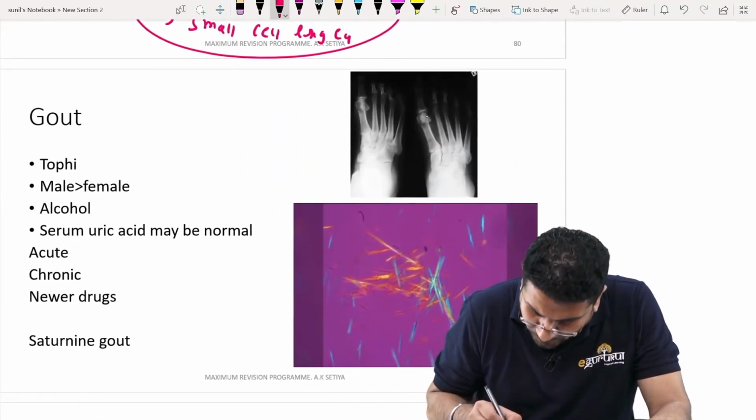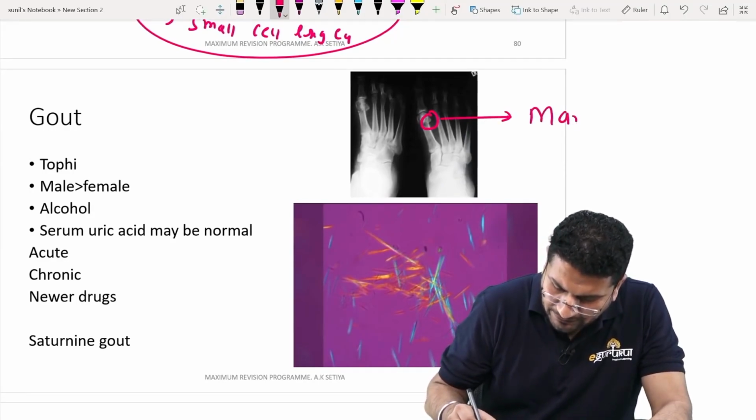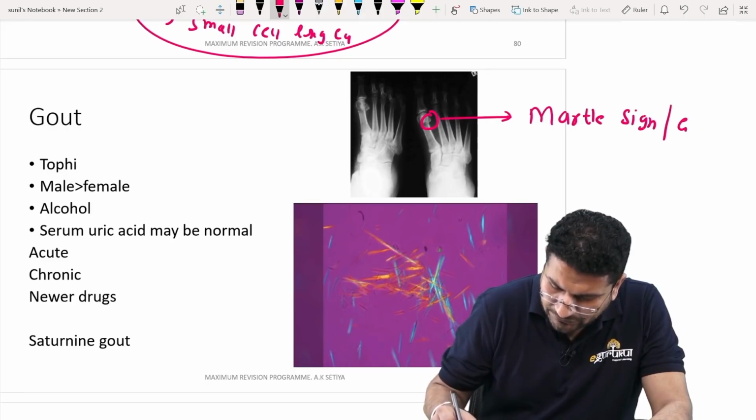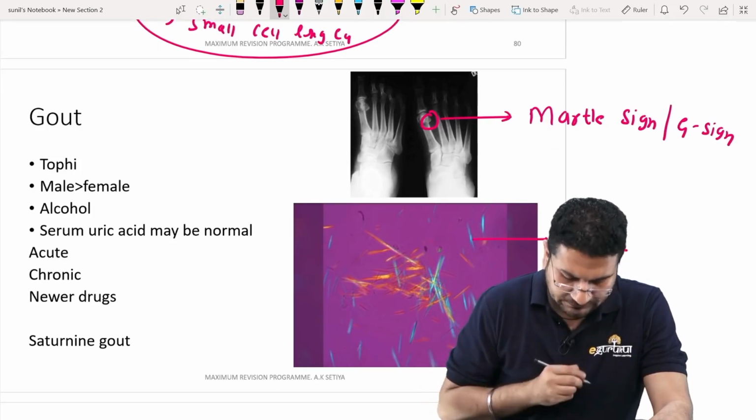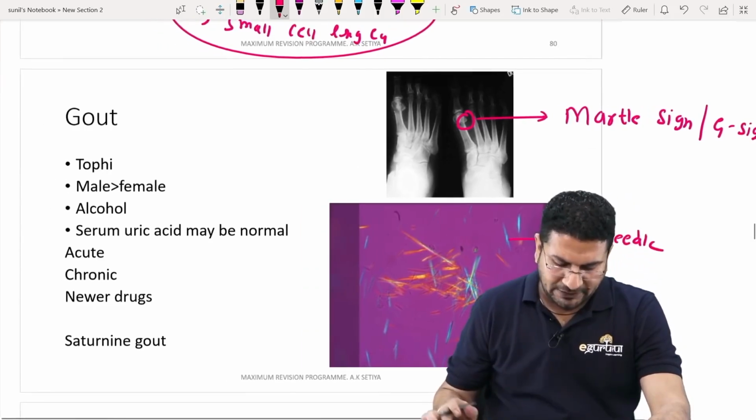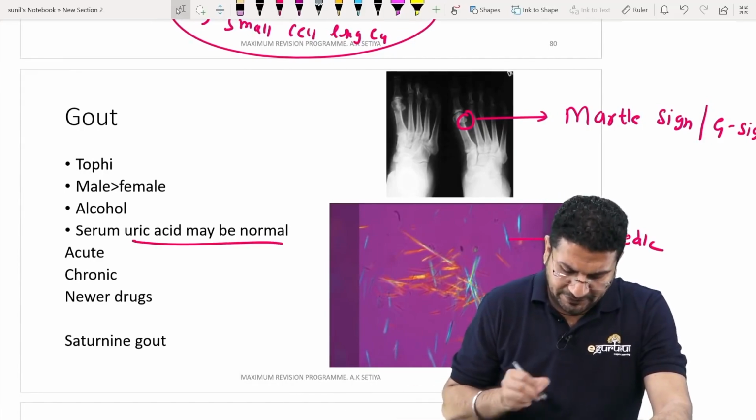Okay, you can see this overhanging edges with sclerotic margins. This sign is called as Martel sign. Martel sign, or we call this G sign. These are your needle shaped crystals. So in gout you will see tophi, males are commonly affected. Serum uric acid may be normal.